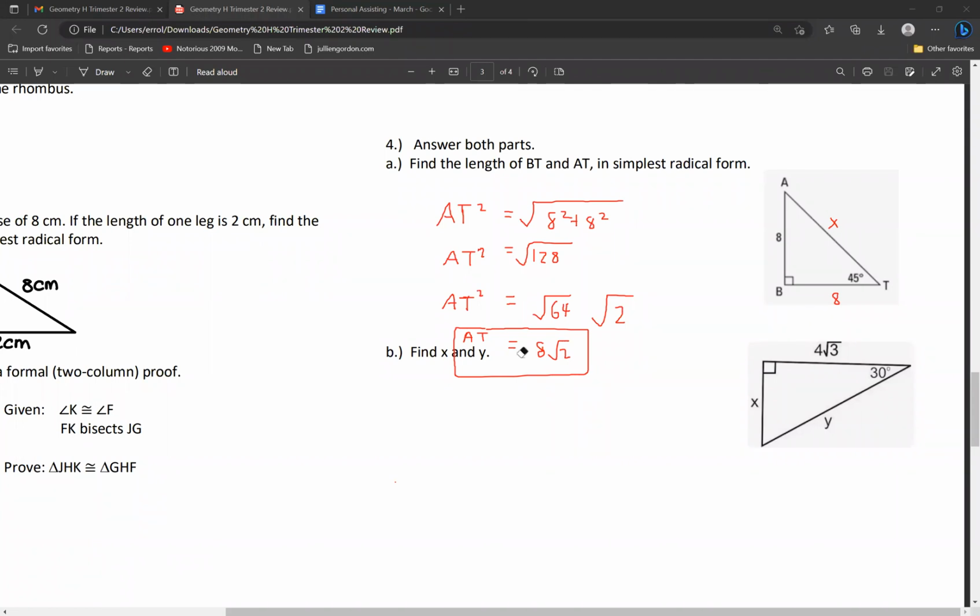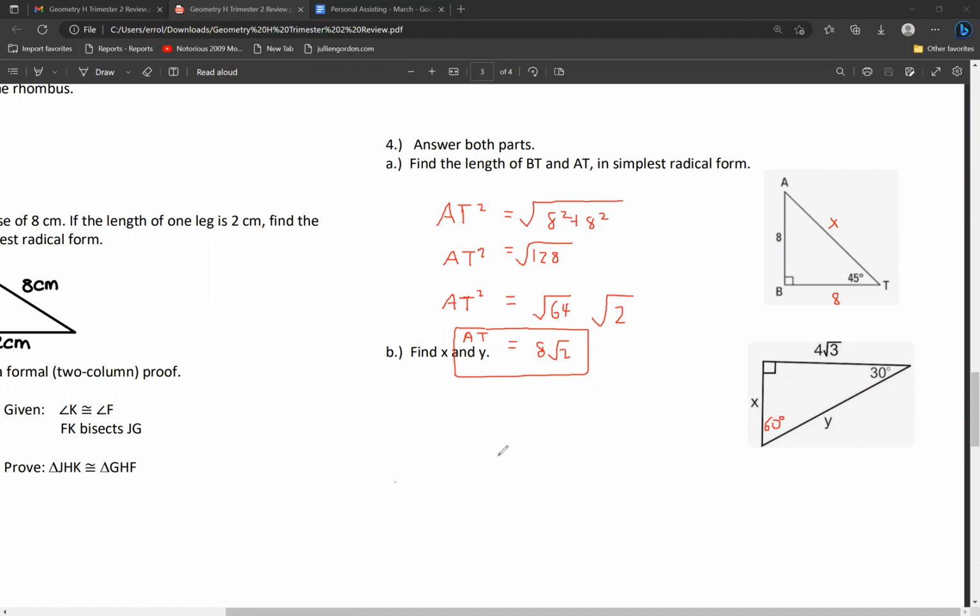Okay. All right, so for part B, what are we doing? Find x and y on this one. So x is right here, y is right here. How are we gonna do this? Are we finding X or are we finding Y? Doesn't matter. We know this is 60. We gotta find them both anyways. How can we find x or y?